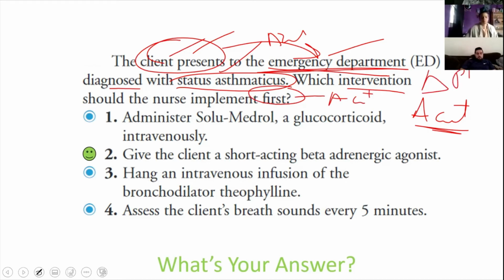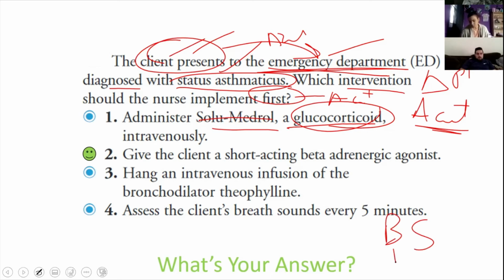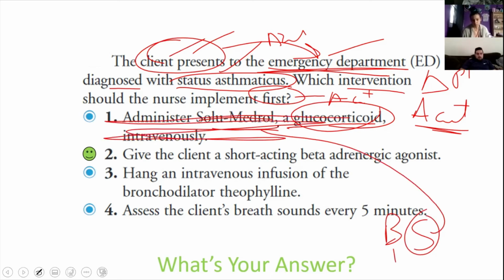Okay. All right, so administer Solu-Medrol. Thank you for telling me this, the glucocorticoid. NCLEX will never do this. They're never going to tell you what the medication was. So they'll just say it's methylprednisolone, IV, that's all they'll say. Okay, well, pulmonary meds are all BS, right? Bronchodilators first, then steroids. Well, that's a steroid, so that's second. So get rid of that one.